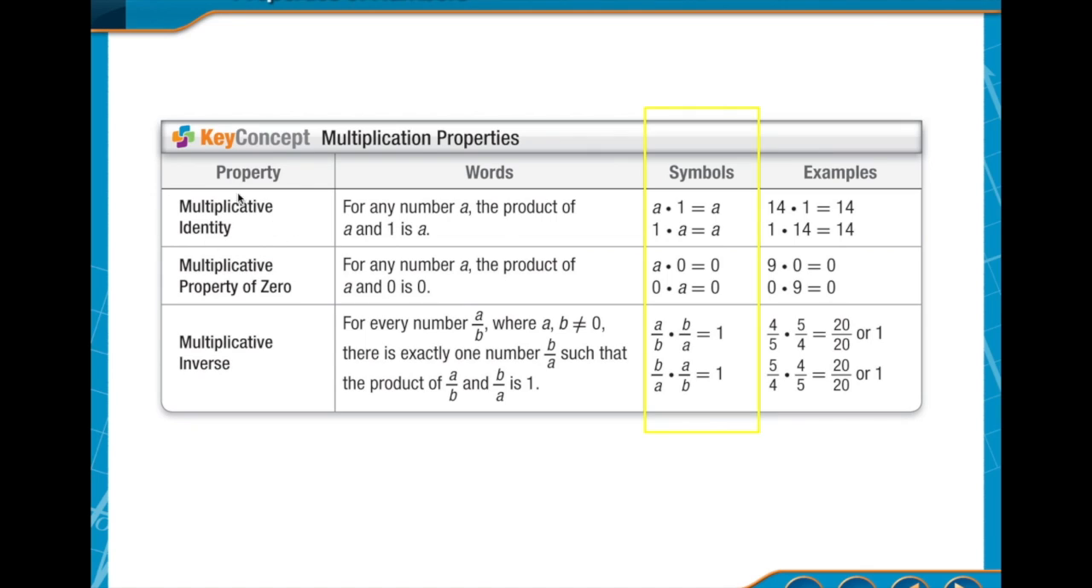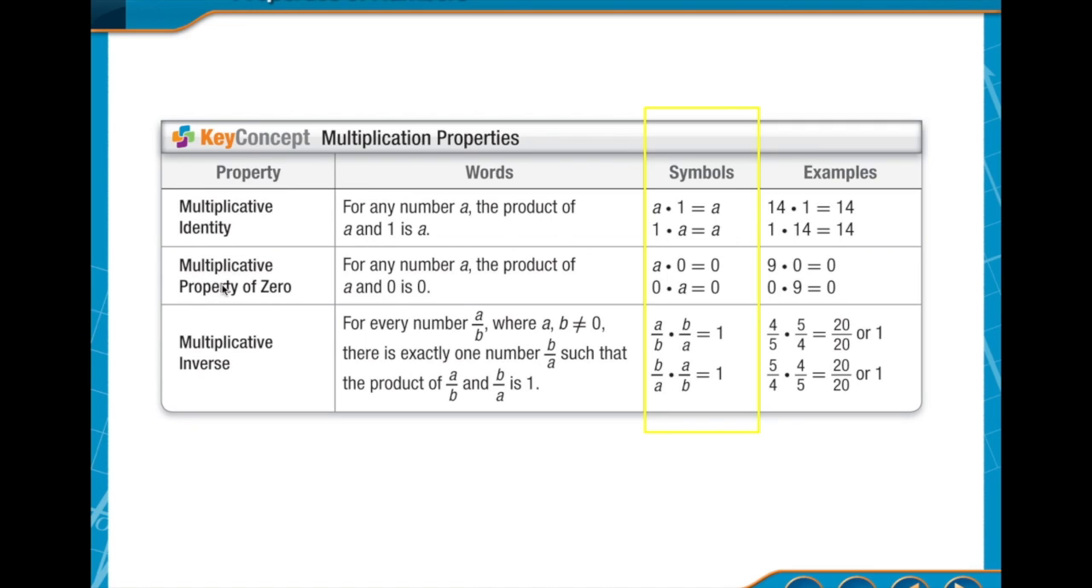For the multiplicative identity, that just means you multiply and it's going to equal itself. Multiplicative meaning multiply, identity meaning equaling itself. So if you take some number and you multiply it by 1, it equals itself. Of course, you can flip those around and say the same thing. So that's your multiplicative identity.